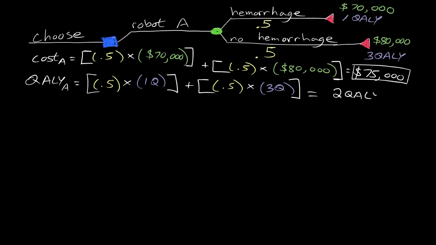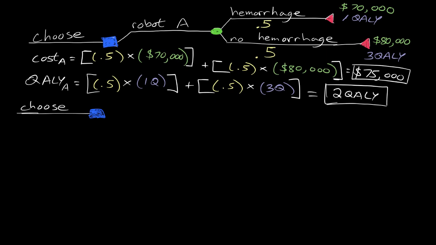So the single cost associated with robot A was $75,000. The single quali associated with robot A is two qualis, two quality adjusted life years. So one cost and one quali for robot A. Now we solve for the cost and the quality of robot A regardless of whether or not there's a hemorrhage. Hemorrhage just weights those outcomes, or averages those multiple outcomes, and folds it back to the robot.